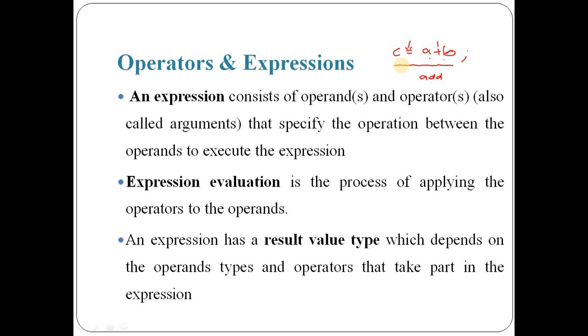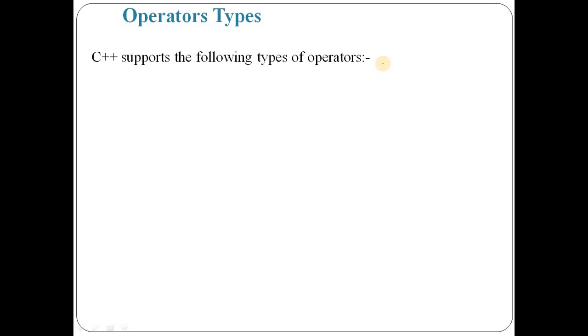The process where the result of an expression is calculated is called expression evaluation, and the result type always depends upon the type of operands or operators we have used. Now C++ supports these types of operators. First is arithmetic operators, which include plus, minus, multiplication, division and modulus. These are the symbols for all of these types of operators.